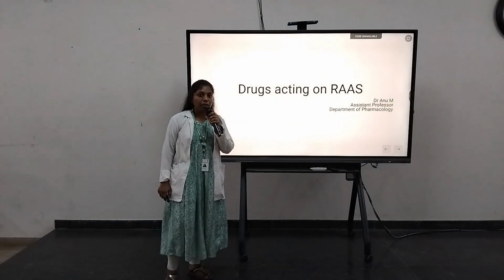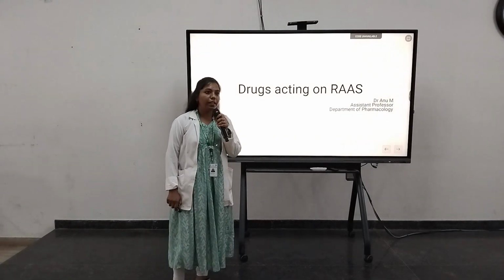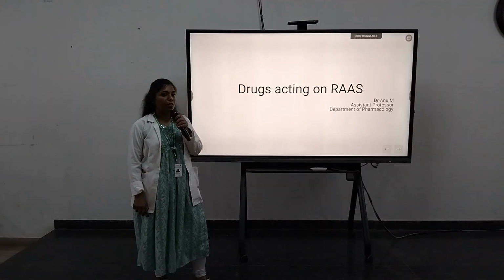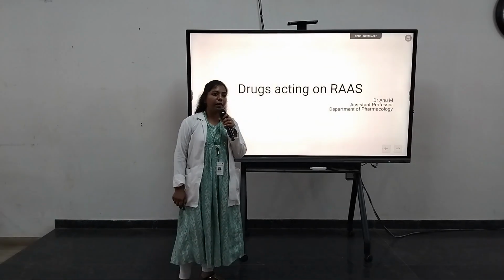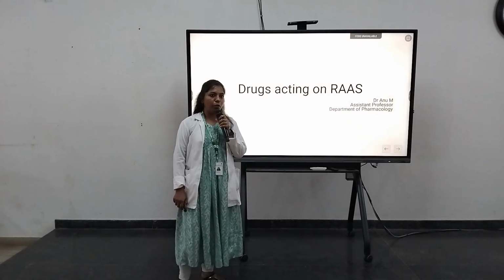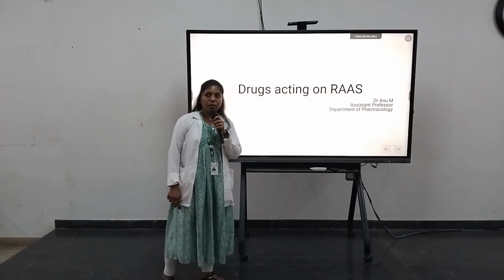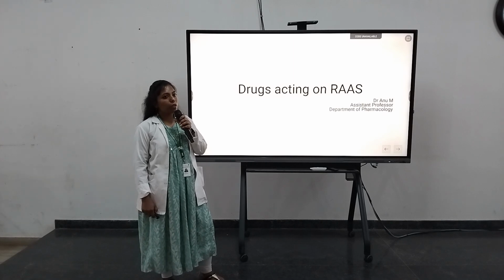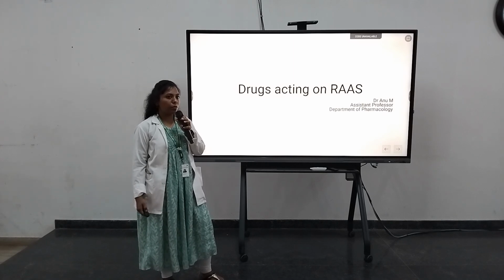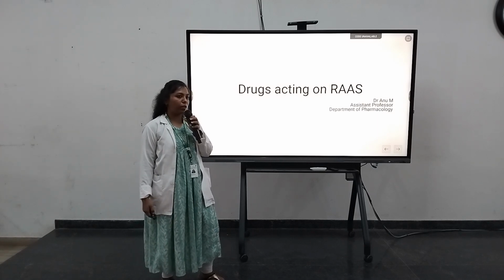Morning students. Today we are going to discuss drugs acting on the renin, angiotensin, aldosterone system. We call that the RAS system. Before understanding the concept of drugs which act on it, we need to know what the renin, angiotensin, aldosterone system is, what its effects are, and then we can go into the drugs which act on it.